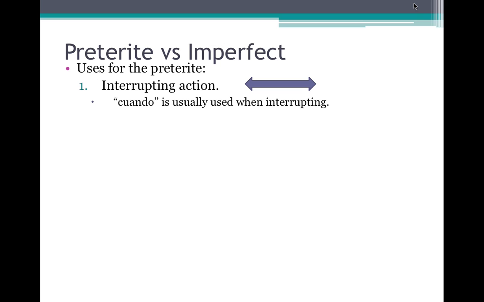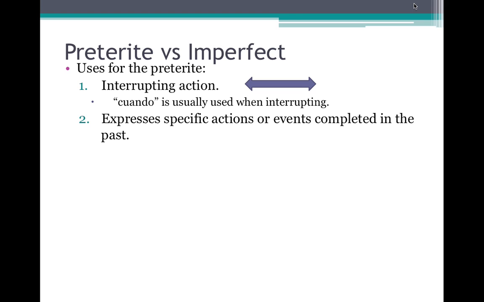Okay, then with your 1A, cuando, I want you to think of as used when it's interrupting. For example, you could say, I was doing my homework when the lights went out. The lights going out interrupted me doing my homework. So the lights going out is the preterite part of that sentence.